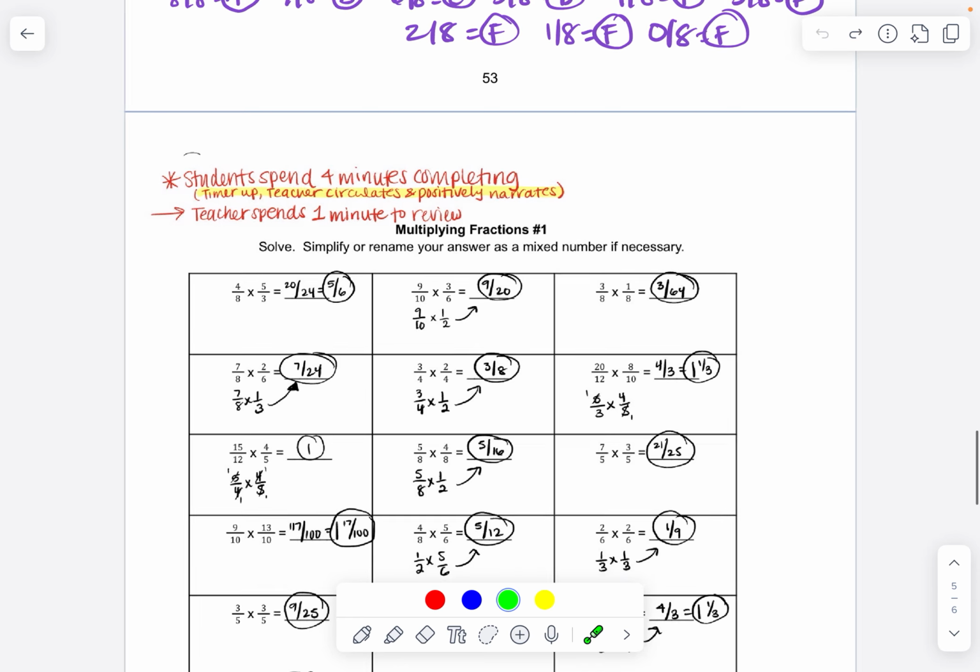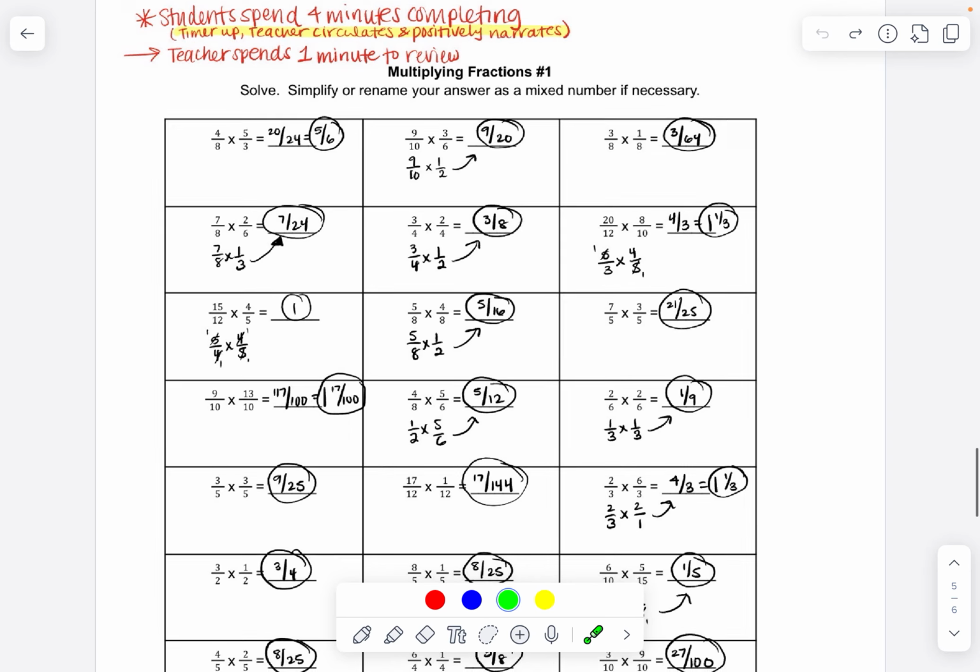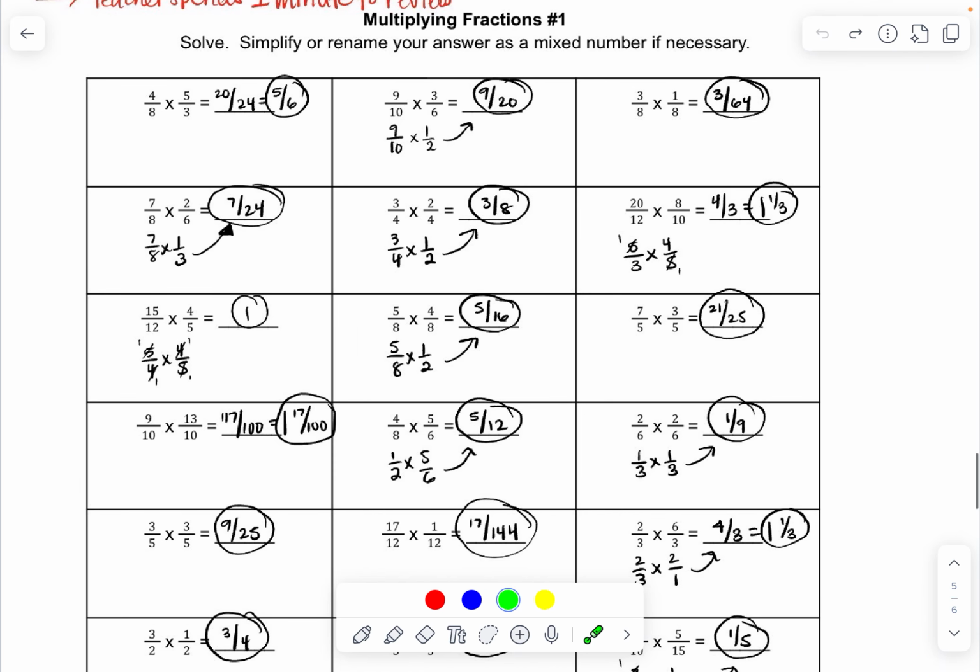For your sprint, students are multiplying fractions. So just remember that all they are doing is multiplying across. 4 times 5 is 20 and 8 times 3 is 24. Then they can go ahead and simplify to find their final answer.